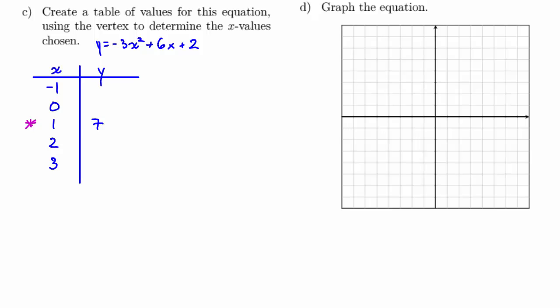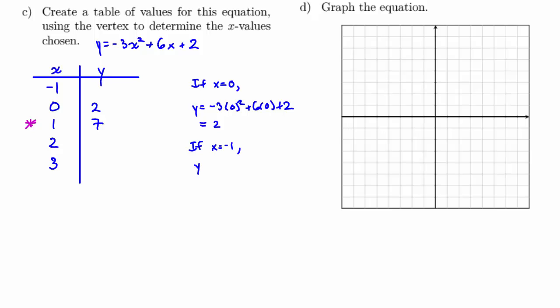So let's start. Let's find the y value when x is 0. So if x is 0, what will y be? Y will be negative 3 times 0 squared plus 6 times 0 plus 2. And that simplifies just to 2. So we know that when x is 0, y is 2. And let's also calculate if x is negative 1. Let's find that y value.